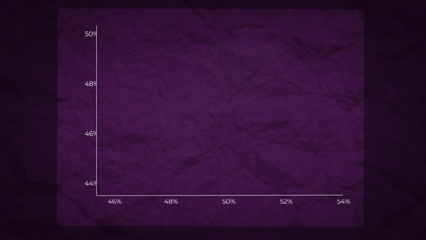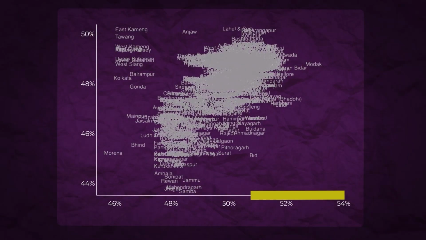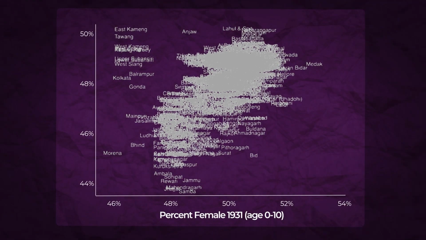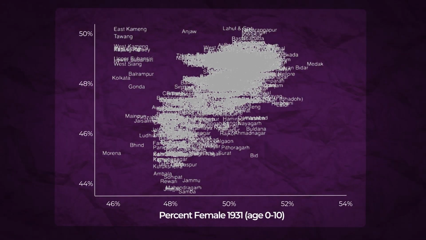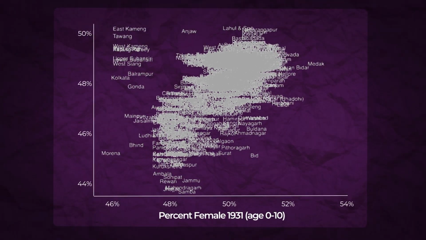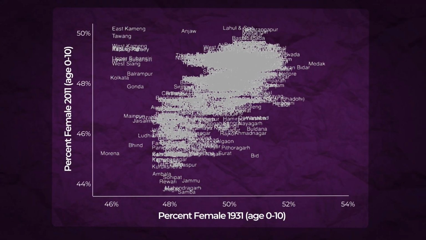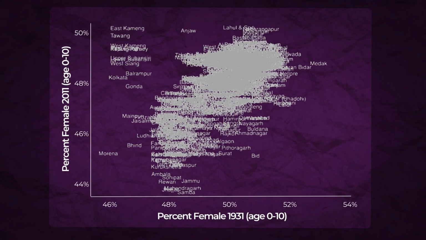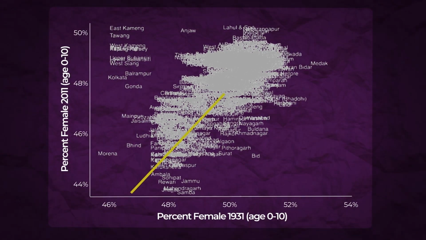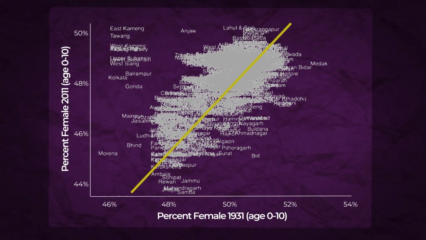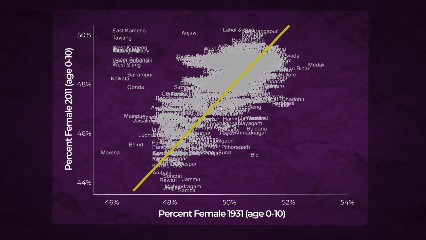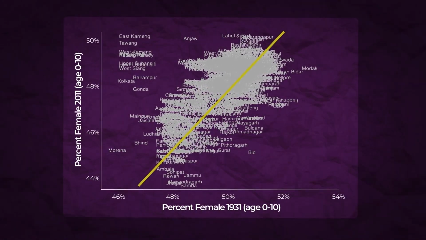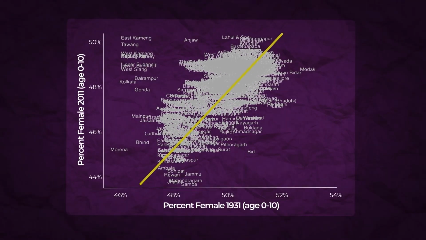Take a look at this chart. Along the x-axis is the percentage of women under the age of 10 in the population in 1931. On the y-axis, we have the same information from 2011. Each dot represents a specific district within India. The correlation is clear to see. Those districts which had a male-biased sex ratio in 1931 still have low levels of women in their populations today.